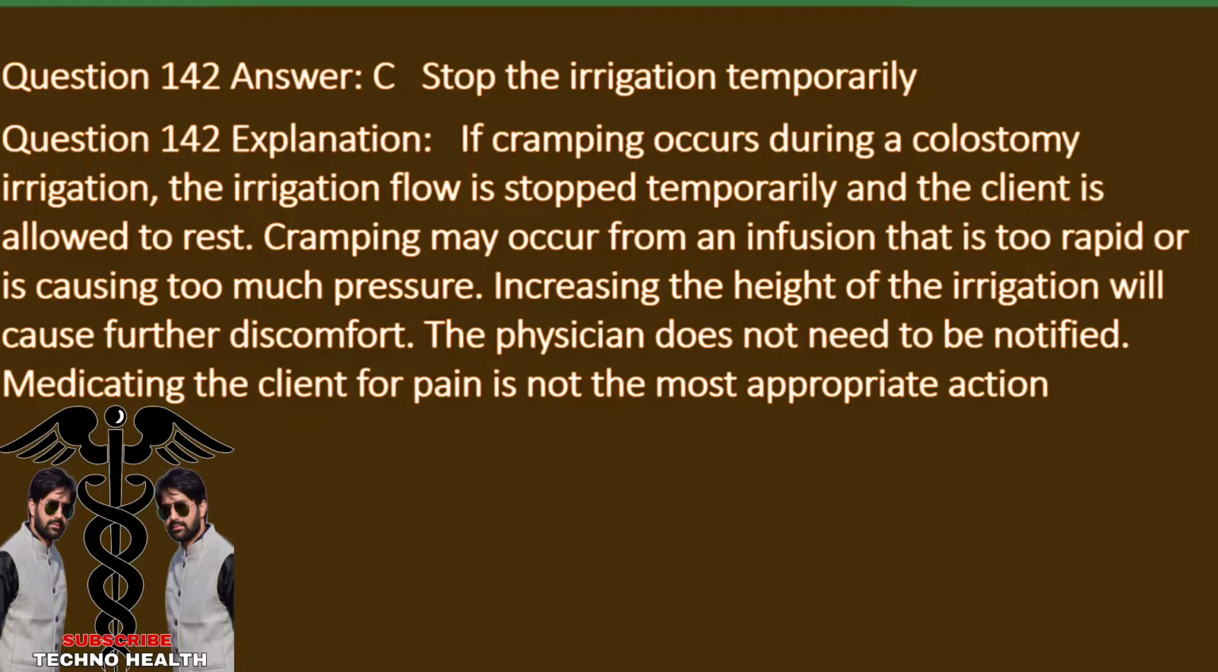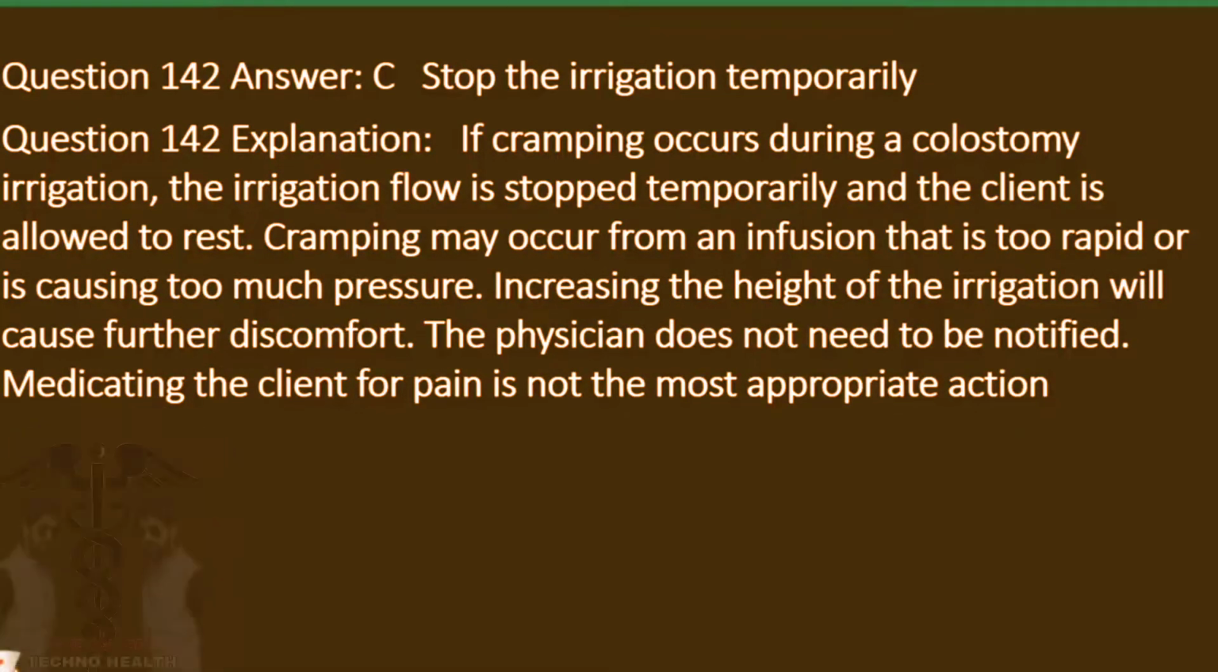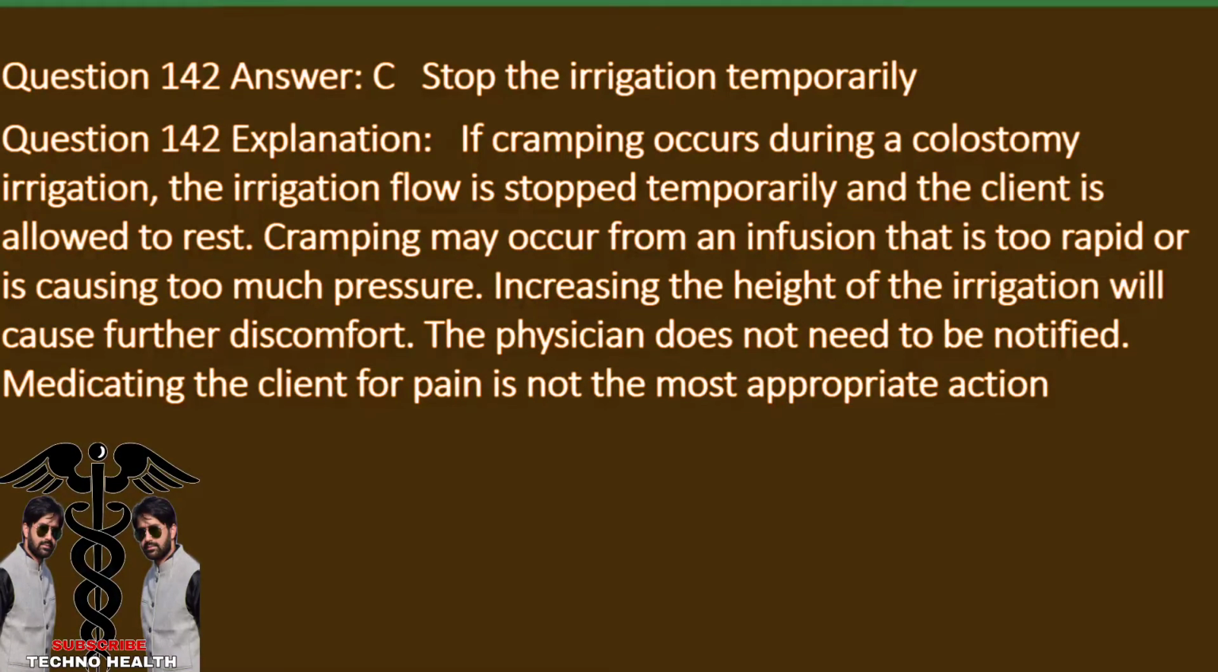Question 142. Answer: C. Stop the irrigation temporarily. Explanation: If cramping occurs during a colostomy irrigation, the irrigation flow is stopped temporarily and the client is allowed to rest. Cramping may occur from an infusion that is too rapid or is causing too much pressure. Increasing the height of the irrigation will cause further discomfort. The physician does not need to be notified. Medicating the client for pain is not the most appropriate action.